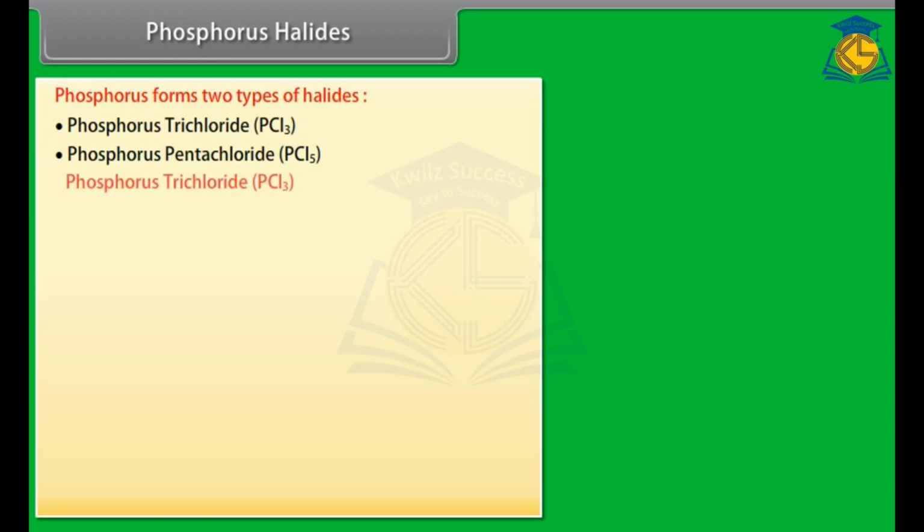Phosphorus halides. Phosphorus forms two types of halides: phosphorus trichloride and phosphorus pentachloride. Phosphorus trichloride.